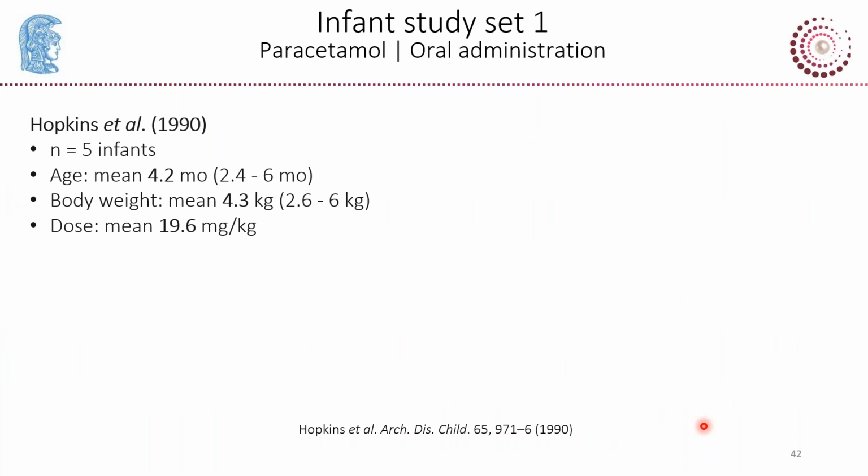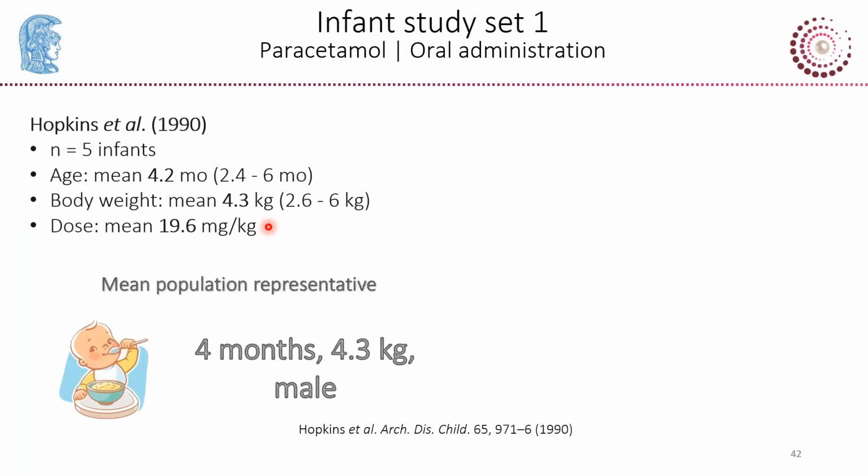We're going now over to our first case study, or first infant study data set we had. This is the Hopkins et al. study published in 1990. The population included 5 infants with the mean age of 4 months, mean body weight 4.3 kilograms, and the mean dose administered was 19.6 milligrams per kilogram.